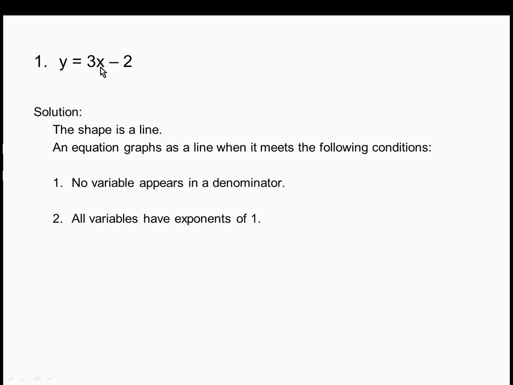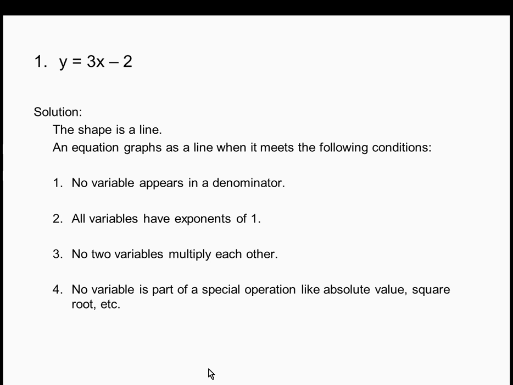Number 2, all variables have exponents of 1. See, you don't see the exponent, so it's 1. Number 3, no 2 variables multiply each other. Okay, 2 variables multiply each other like xy or 2xy. That's called a cross product. So no cross product terms. And the fourth condition, no variable is part of a special operation like absolute value, square root, and so on.